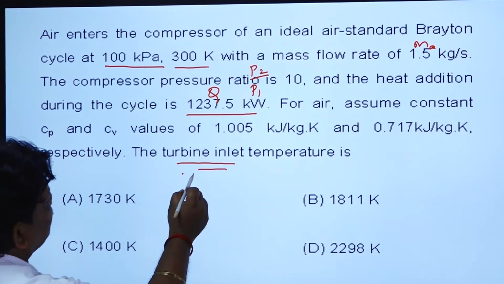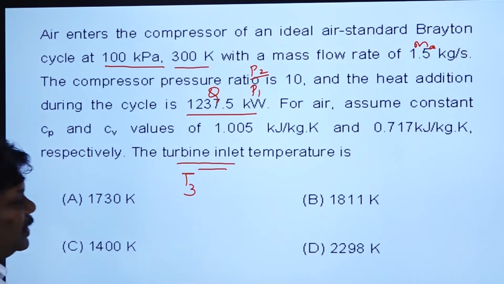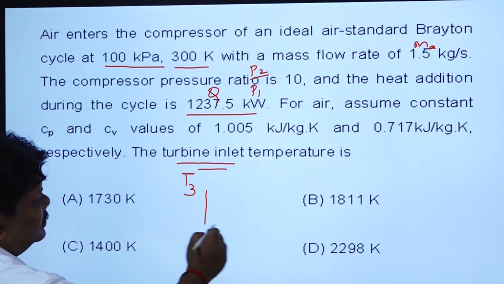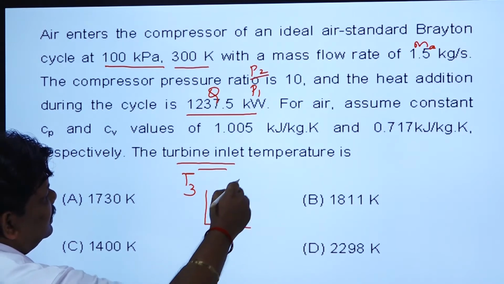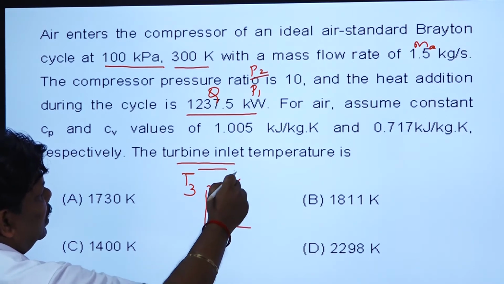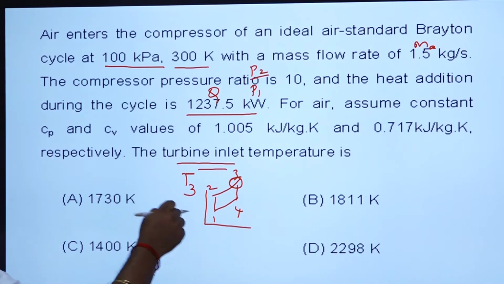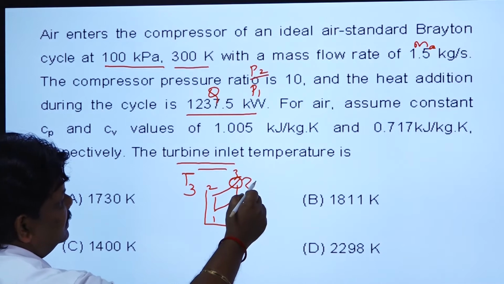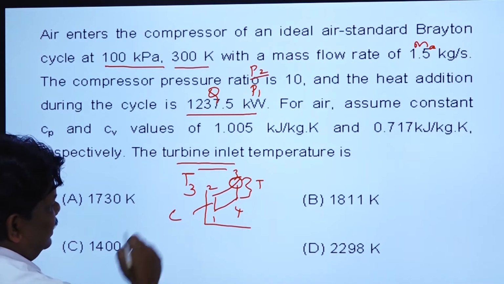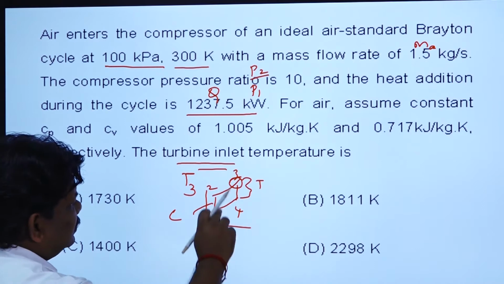So turbine inlet temperature is nothing but T3. We all know that it is the maximum temperature. When you draw this TS diagram, you can see 1, 2, 3 and 4, and this is the maximum temperature. So that is the turbine inlet. This region indicates the turbine, and here it is the compressor. Right. So 3 to 4.